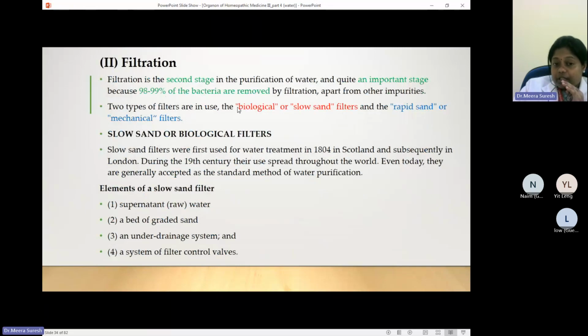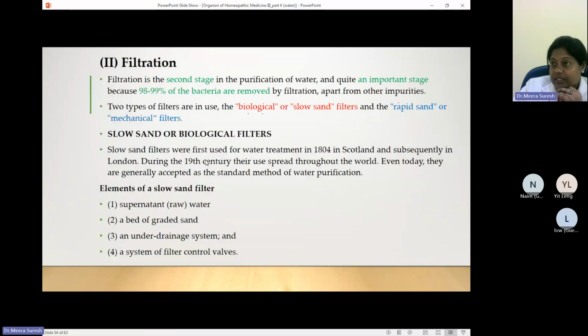Two types of filters are in use: the biological or slow sand filters and the rapid sand or mechanical filters. So we have slow sand filtration and rapid sand filtration. The slow sand filters are also called biological filters. There is a reason why we call them so. And rapid sand filters are also called mechanical filters.